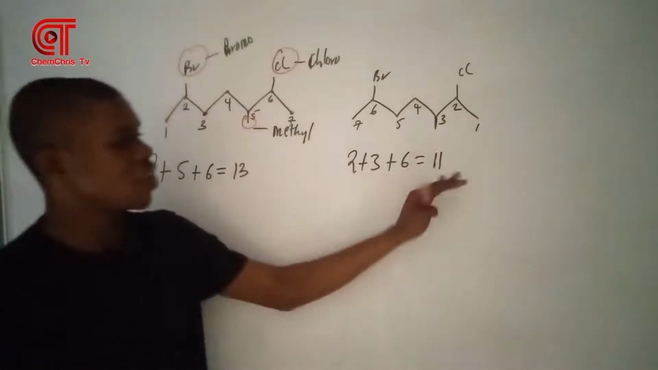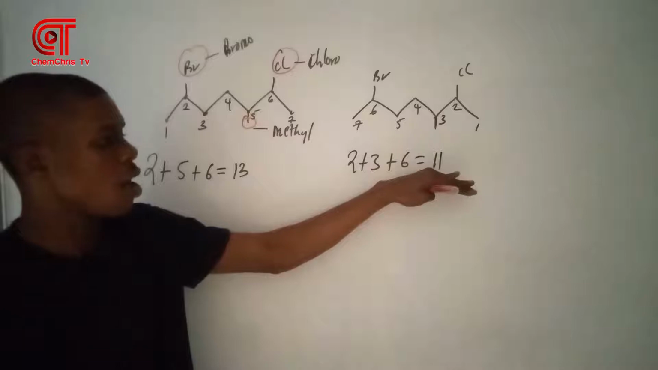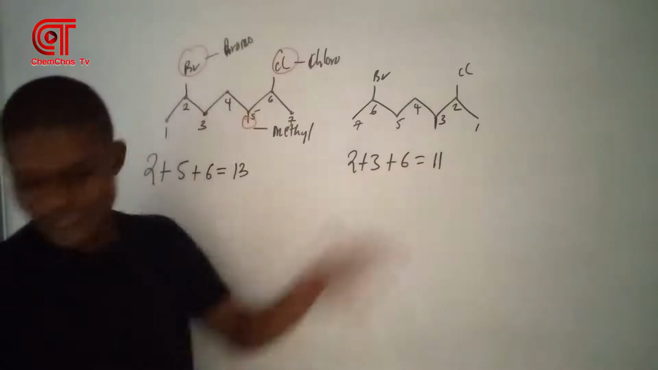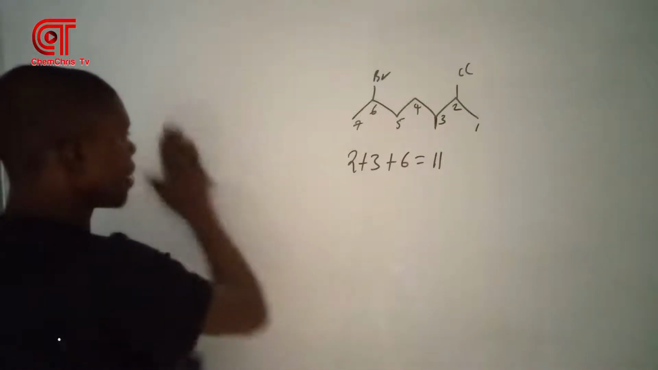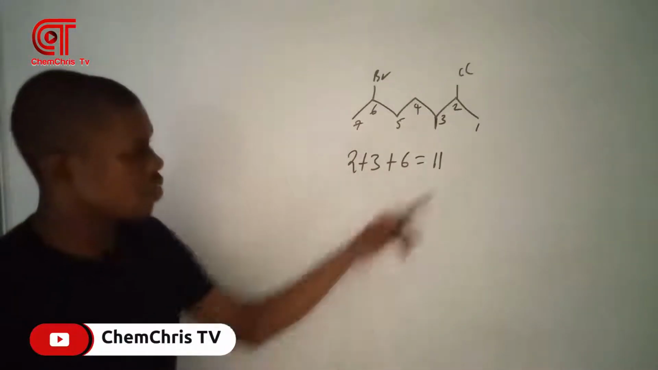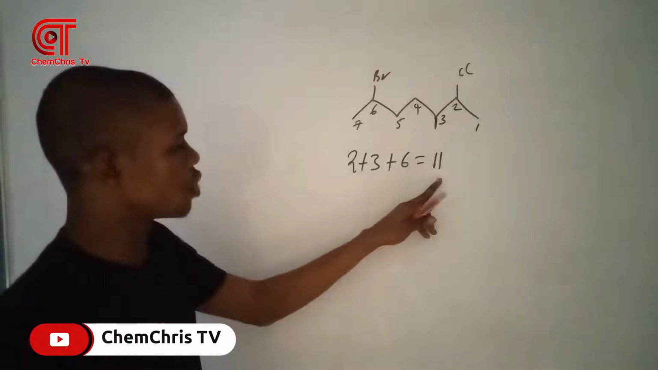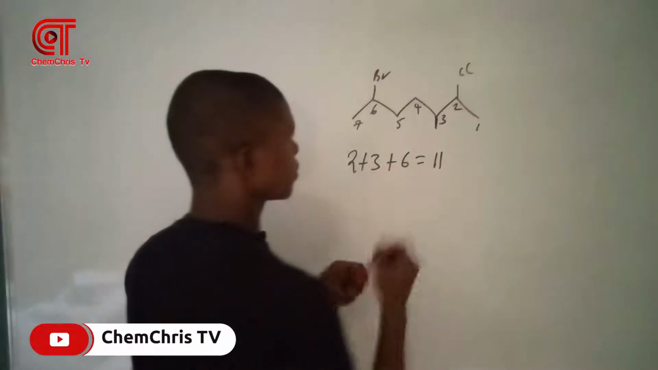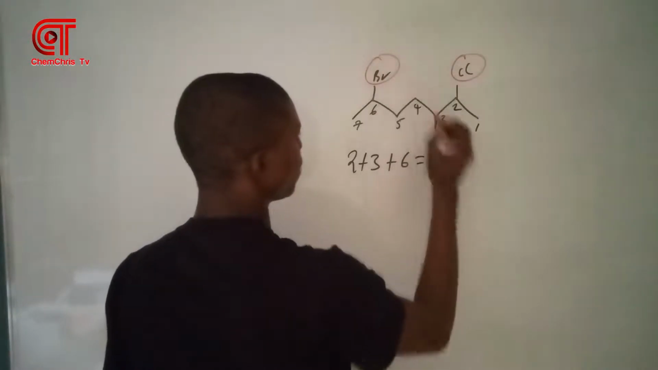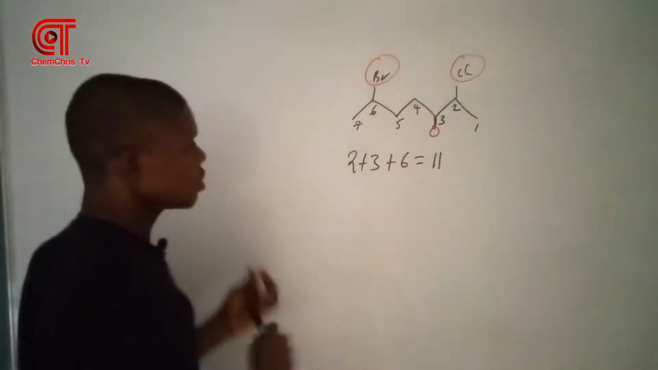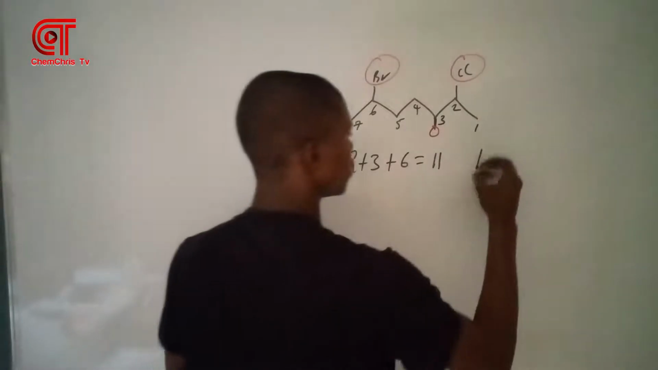So the one that gives you the lowest possible number is the correct numbering. So this is the wrong one, so I'm going to write this one out. Then I'm going to focus on this one here because it gives the lowest numbers. So here we have bromo, here we have chloro, here we have bromo, here we have methyl. And the parent chain is heptane.